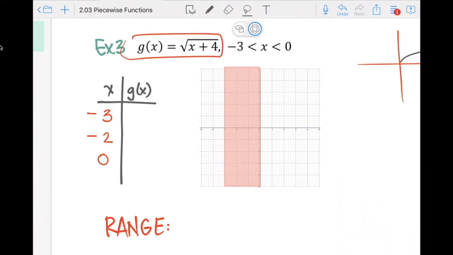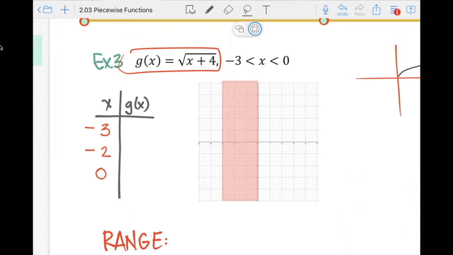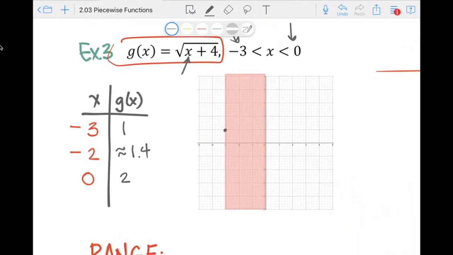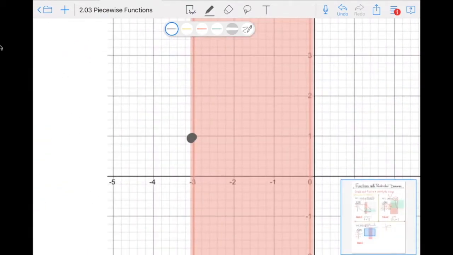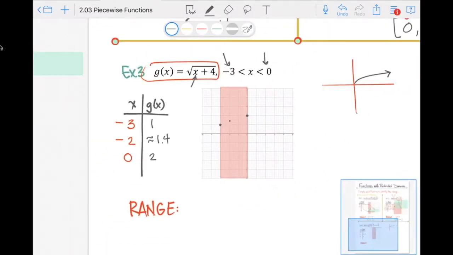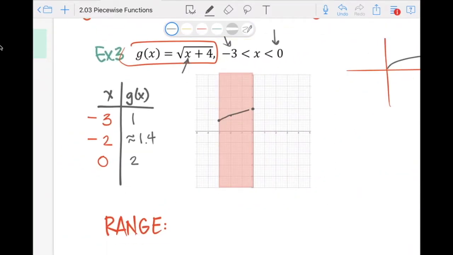So again, make sure that in the numbers you plug in, you include any numbers that are associated with the restricted domain. So if I plug in a -3, -3 plus 4 is 1, and the square root of 1 is 1. -2 plus 4 is the square root of 2, which is about 1.4. And then 0 plus 4, the square root of 4, is 2. So now I can plot those points. So -3, 1. -2, 1.4, which is going to be right here, and then 0, 2. And notice it pretty closely follows the shape of that general parent function.